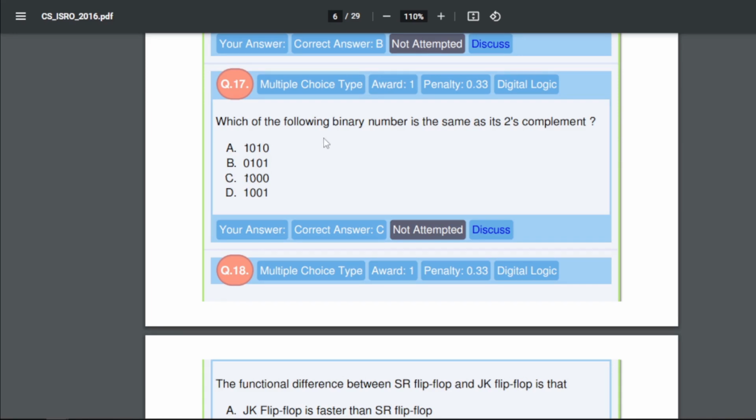Now question number 17: which of the following binary numbers is the same as its 2's complement? For this our answer will be C. Let's say you have this binary number for 2's complement. First you reverse the bits, so let's say we have 1 0 0 0, then it will be 0 1 1 1. Now if you add 1, you again get 1 0 0 0. So C will be your answer for 17.